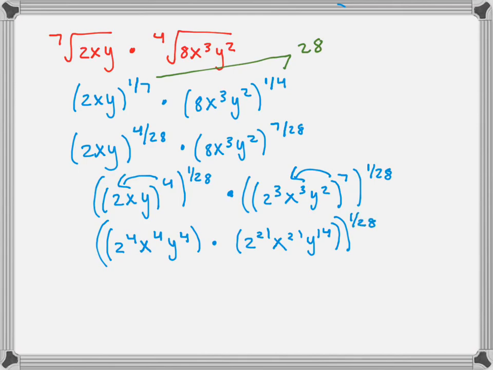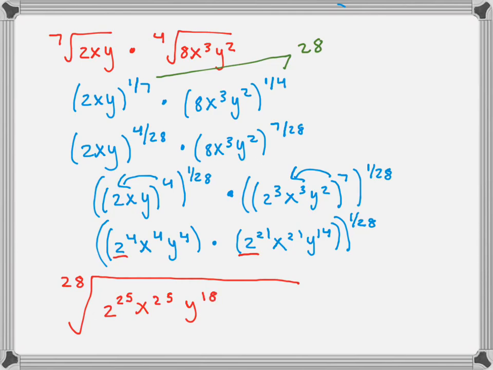So now if you look at our final answer, where we're going to do a 28th root, so obviously a little unrealistic in what would actually happen, but it's going to be a 28th root, and we're going to combine all of our like terms. So remember, we always have to add the exponents, so it's going to be 2 to the 25th, x to the 25th, y to the 18th.